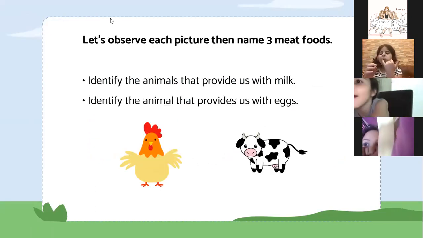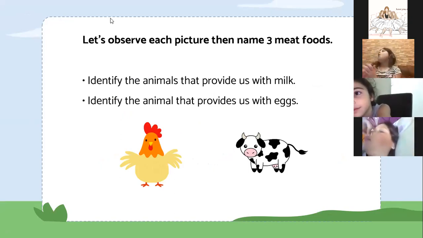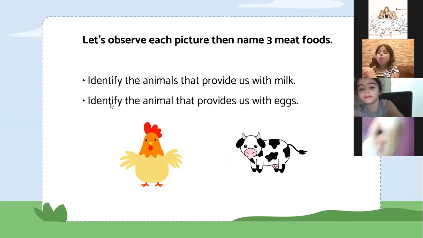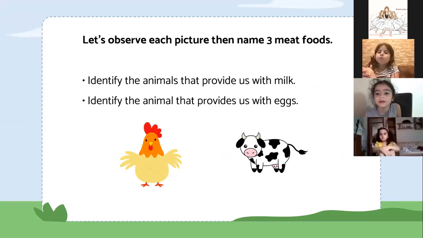Like here, we're going to observe each picture and name three meat foods. Here, what can you see? Huda. What can you see here? Which animals? A chicken and a cow. Can you name one food that we can get from the chicken? Chicken or meat? Okay. The chicken? Yes.